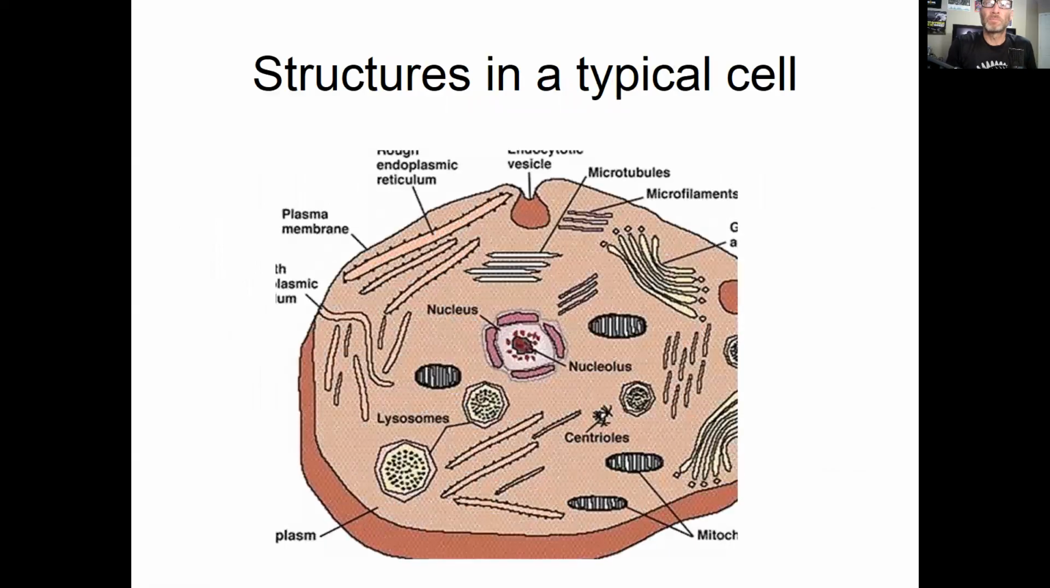The structures in a typical cell that you would have learned in anatomy and physiology: nucleus, plasma, endoplasmic reticulum, microfilaments. All of these typical cell structures are in a muscle cell. We also call a muscle cell a muscle fiber. So when you hear the term muscle fiber, just realize you're talking about a typical cell. It's just that the structures in the cell are organized in a way that allows for the muscle to contract.